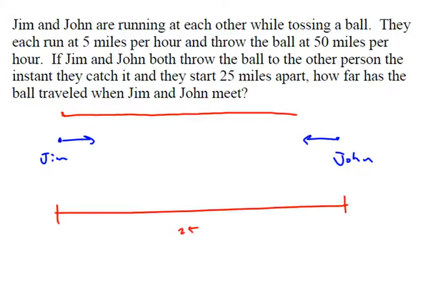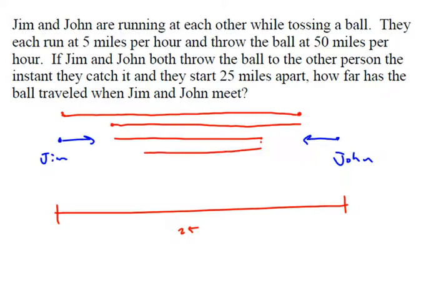He's not going to catch it after the ball's been traveling for 25 miles because John's traveling while the ball is traveling. And so somewhere here, John's going to catch it, and then John's going to throw it back, and then somewhere here, Jim's going to catch it, and so there's this process going on where the distance they're throwing the ball is less and less, and it seems very complicated, and it actually is very complicated to try to solve the problem like that.